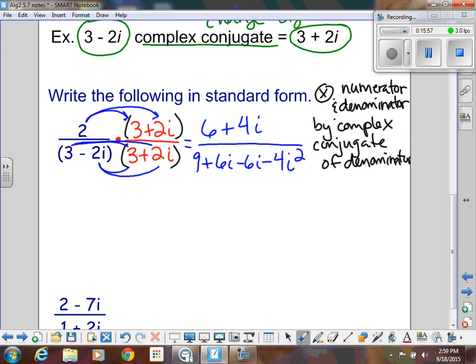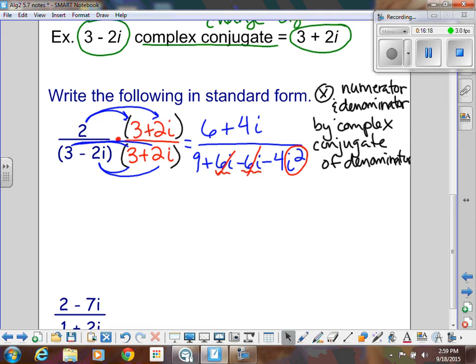Okay, so now we need to simplify that. Now look, watch what happens. I can't do anything in the numerator, but in the denominator, when I combine these like terms, 6i minus 6i, those cancel, and that should happen. If that's not happening when you're doing this, you're doing something wrong. And then we want to replace the i squared with negative 1.